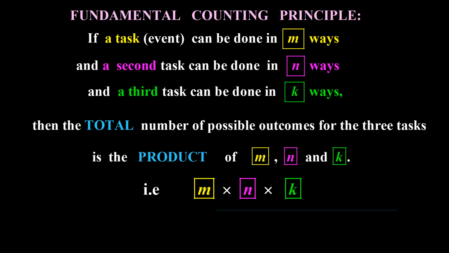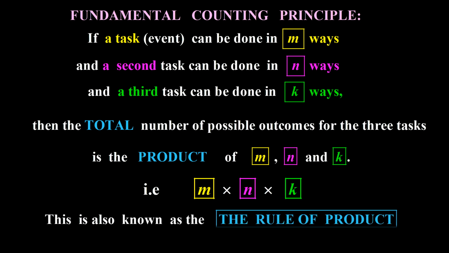And because we use product, this rule is also sometimes known as the rule of product or the product rule. So it's just m times n times k. If there's a fourth one, it will be just times the other one. And that is our fundamental counting principle.